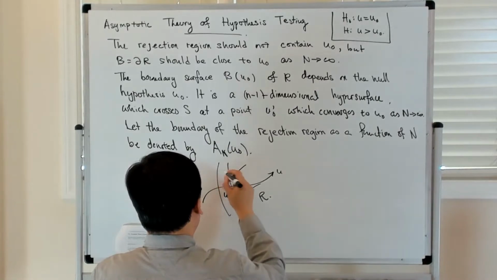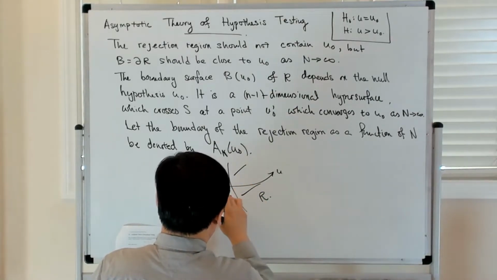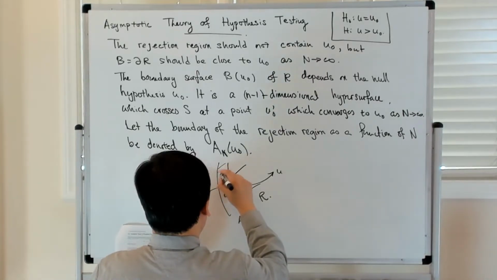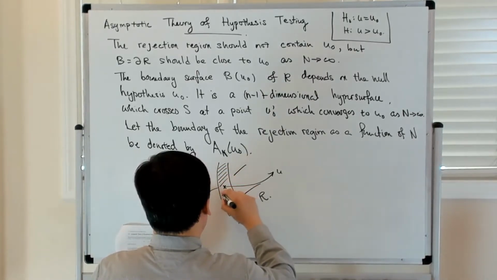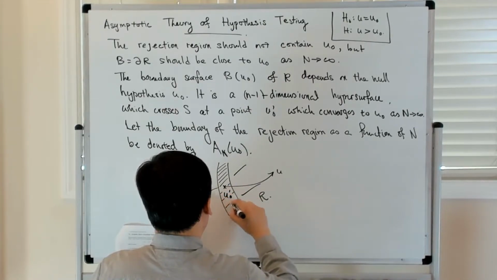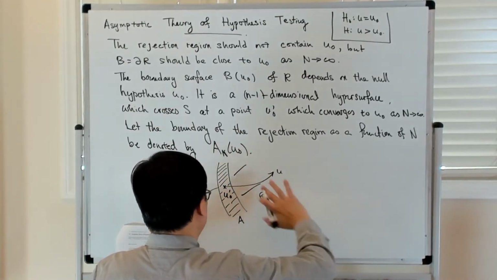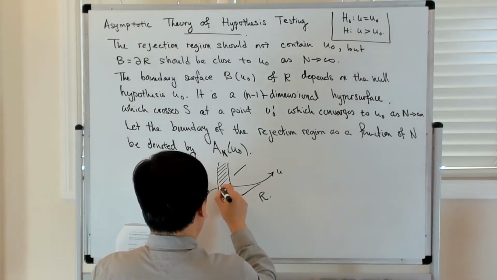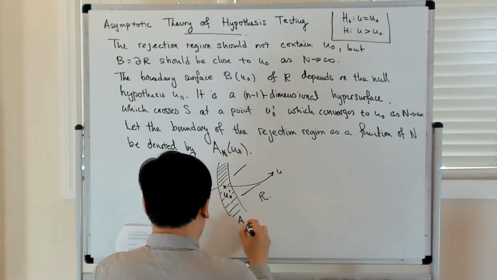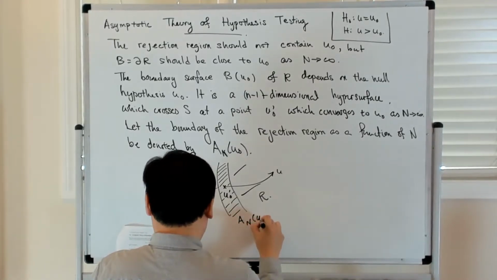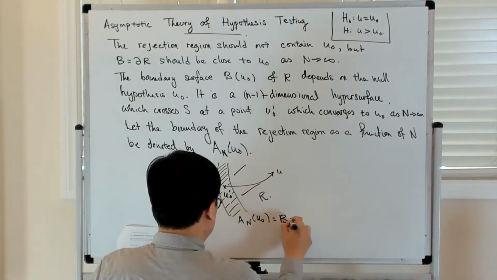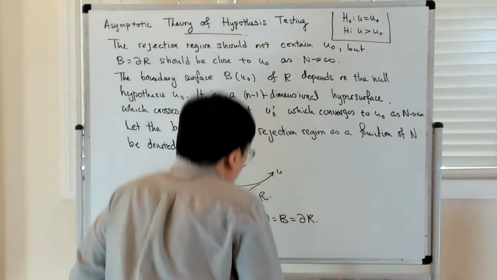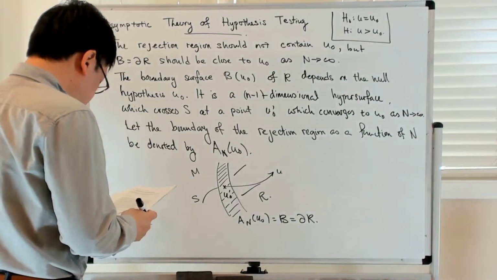I'm not sure how to express this. But you should think of this as maybe a surface, and then this is a solid piece, which is the rejection region. And so this is an U0, which is the boundary of this rejection region.